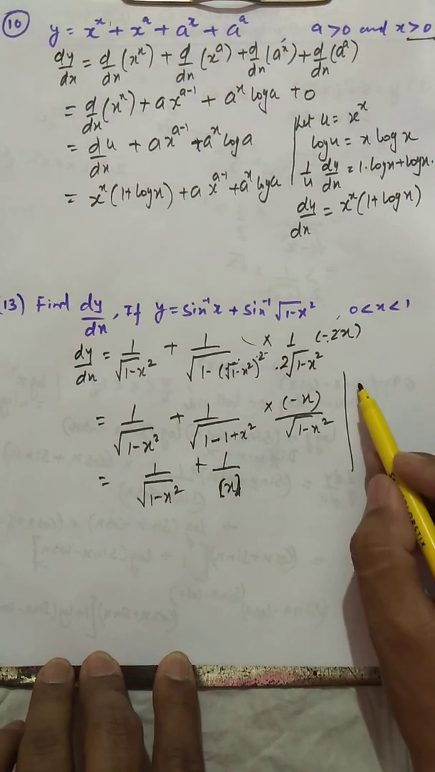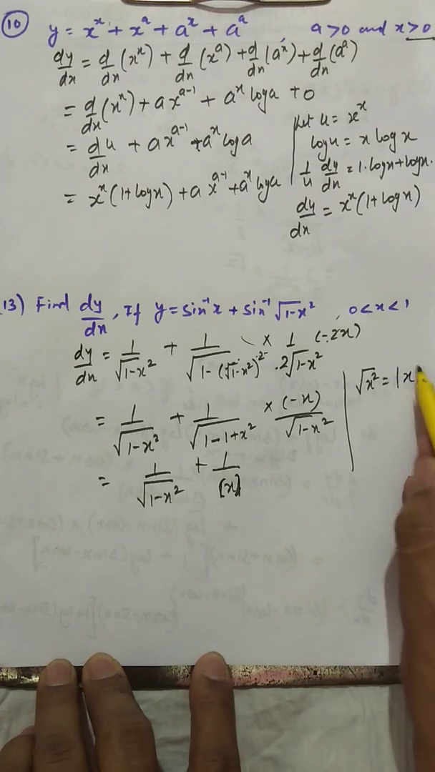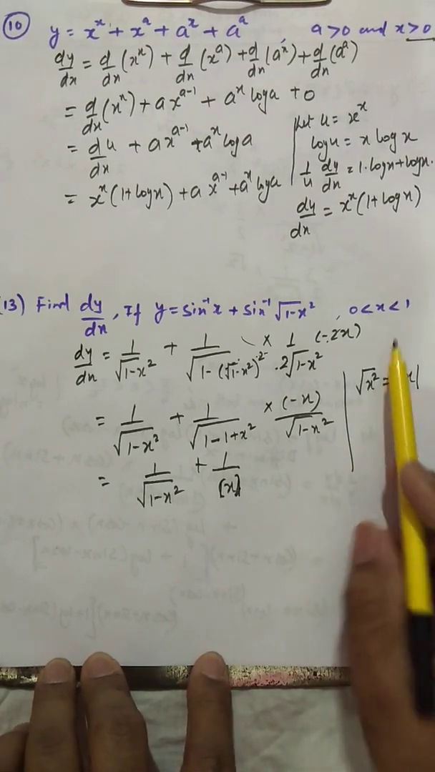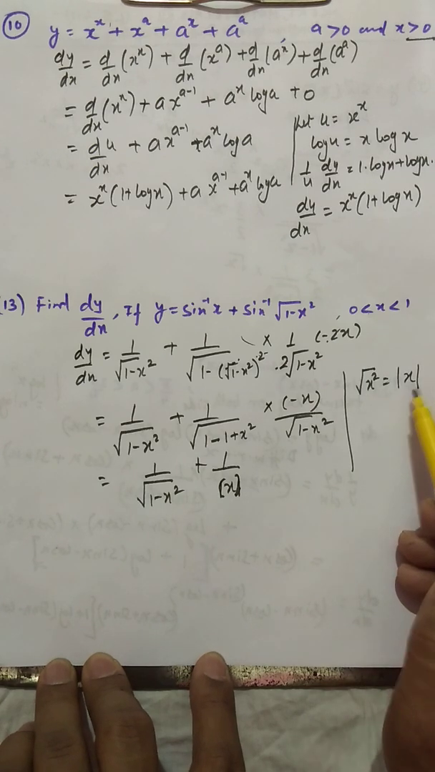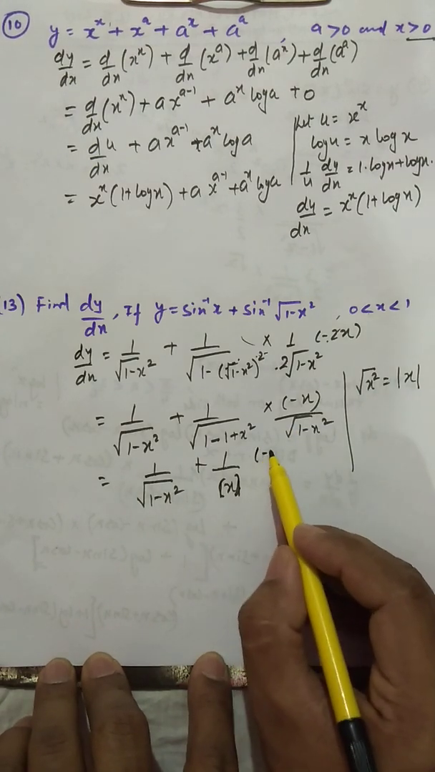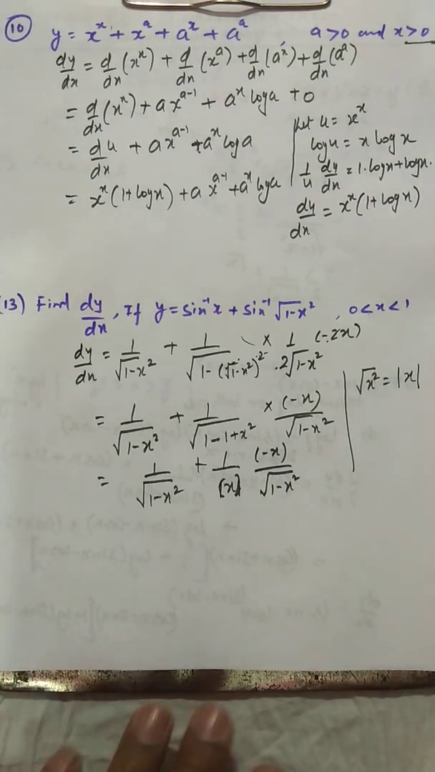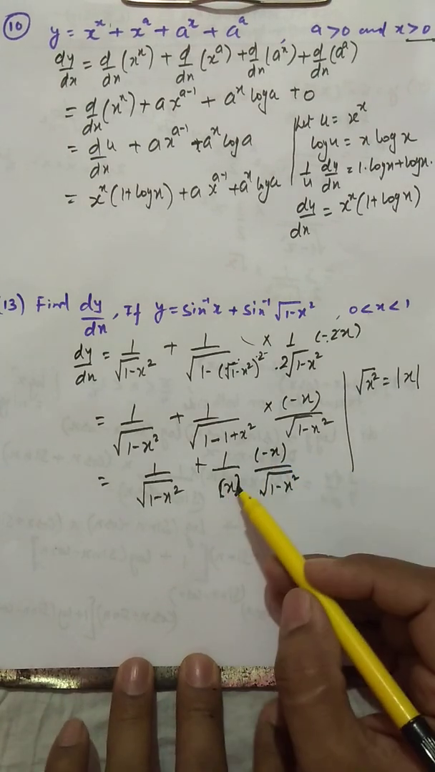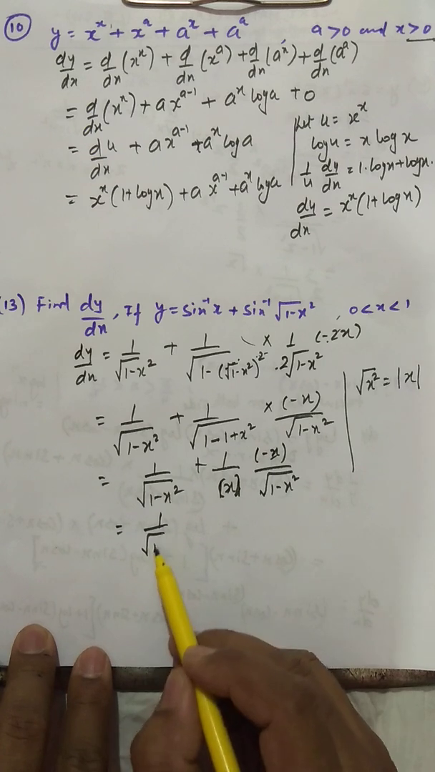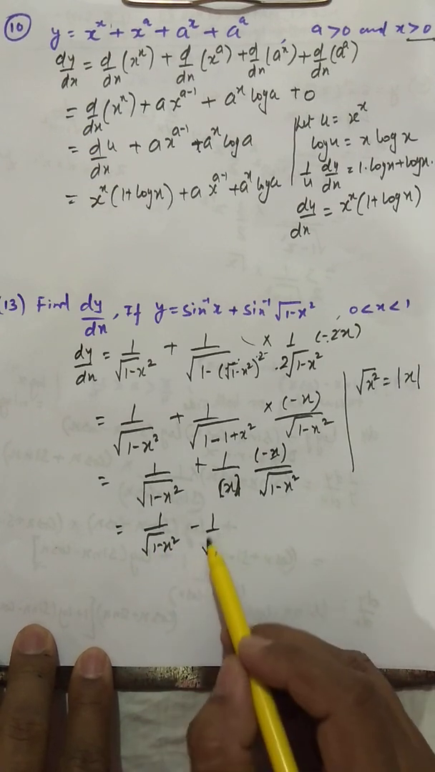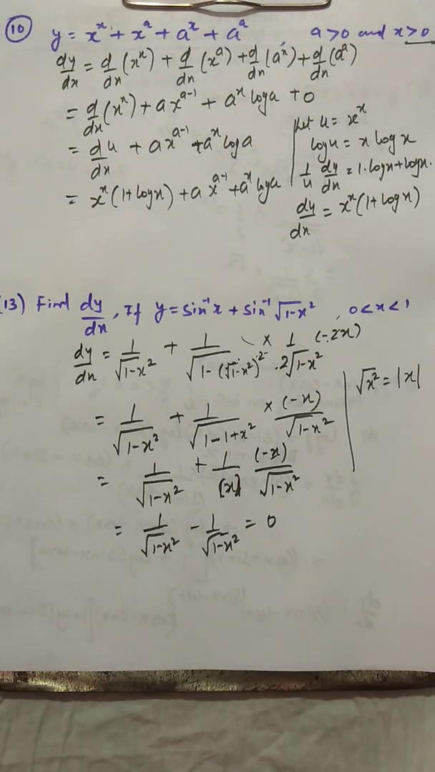Earlier we also discussed that root x square is not x, root x square is mod x. But if you know the value of x is positive, then root x square will be simply x. So now you come to minus x upon root 1 minus x square. This way you can see this got cancelled, and the answer will be 1 upon root 1 minus x square minus 1 upon root 1 minus x square. So your answer is coming as 0.